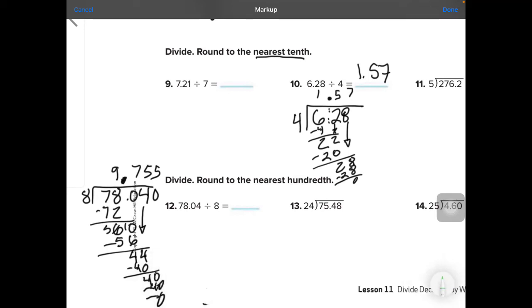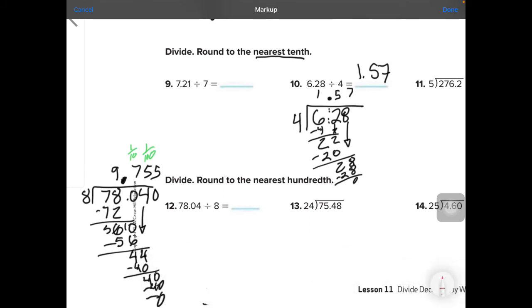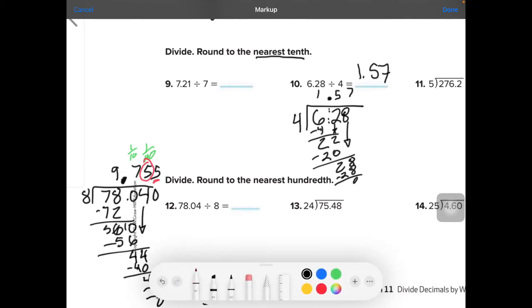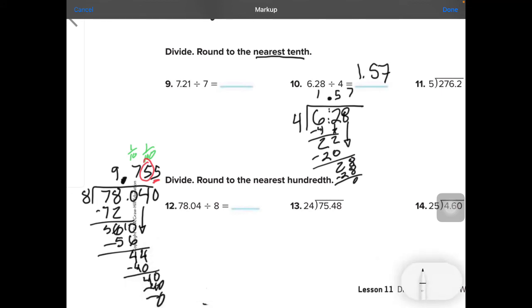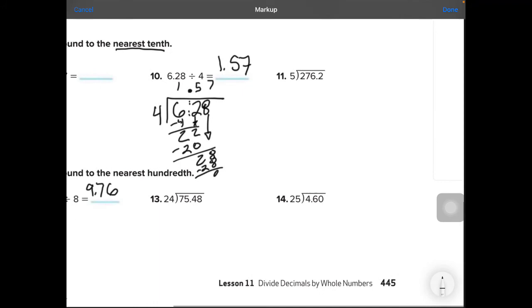Okay, so they want us to round to the nearest hundredth. This is where it gets a little tricky. Nearest hundredth. This is 10th. This is 100th. Okay, so this one is our target, and this one determines what our target does. What is our target going to do? You're right. It's going to round up. So we have 9.76 is our answer, because we rounded to the nearest hundredth.